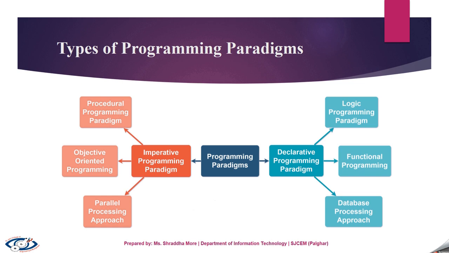Now let's understand the different types of programming paradigms. Basically, programming paradigms are categorized into two main parts, that is the imperative programming paradigm and the declarative programming paradigm. The imperative programming paradigm consists of the procedural programming paradigm and the object-oriented programming paradigm. The declarative programming paradigm consists of the logic programming paradigm and the functional programming paradigm. The imperative programming paradigm follows a parallel processing approach and the declarative programming paradigm follows a database processing approach.